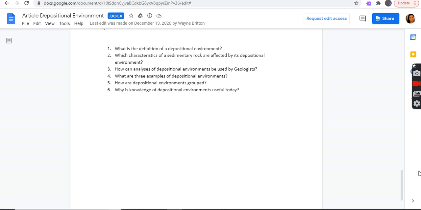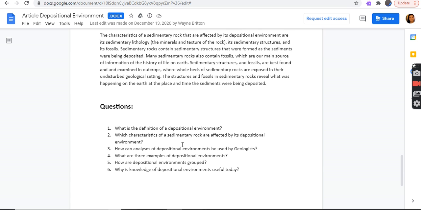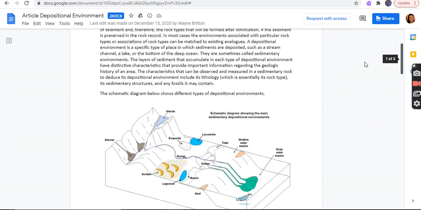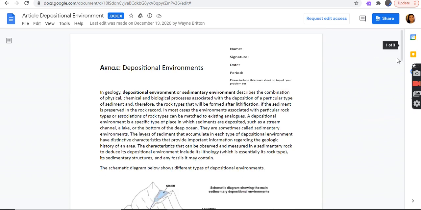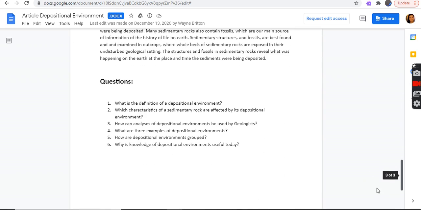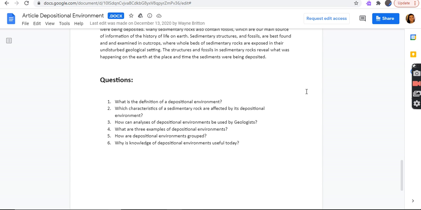All right, thank you. Okay, so I want you to tell me, what is the definition of depositional environment? If you guys have any questions about that, let me know. And you can look at the notes that I showed you that are located in this direction by this page. Most of you guys asked about the article on depositional environments. I am going to tell you what it's all about.